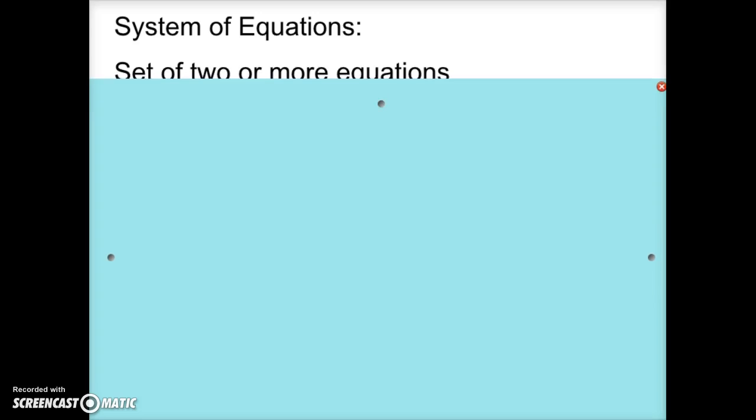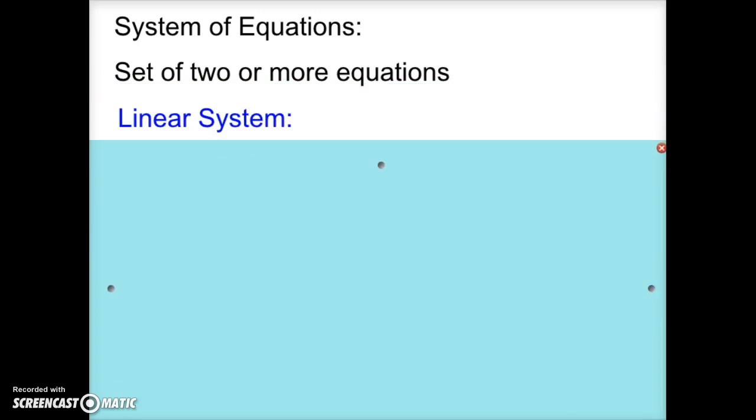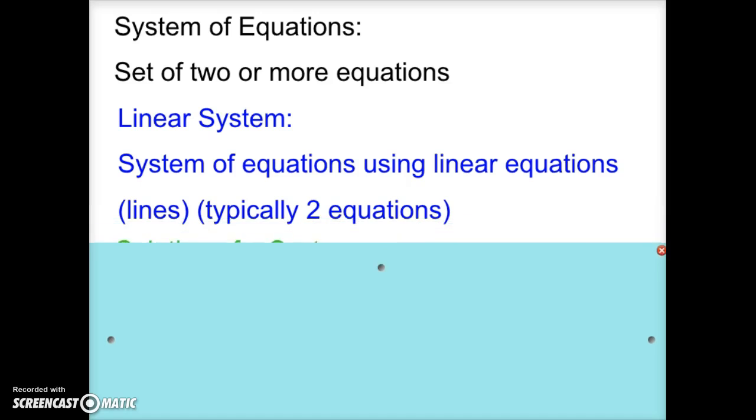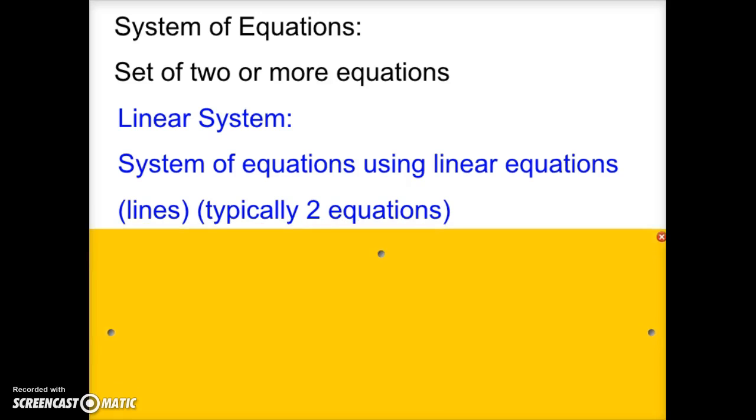So, a linear system then. There we go, linear system. A linear system is a system of equations, i.e., once again, two or more equations, where we're using linear equations. Linear equations, of course, represent lines, and when we deal with these, most of the time we're typically using two equations.